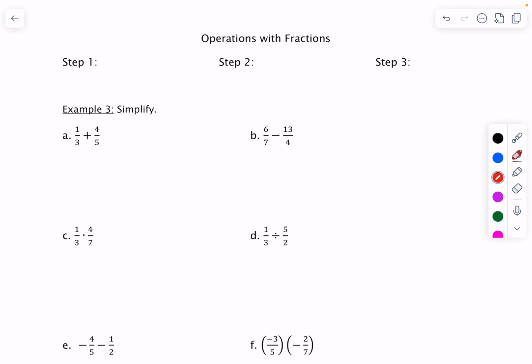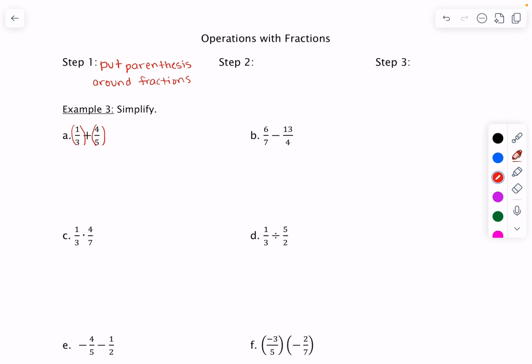And step 1 always needs to be put parentheses around the fractions. Okay, so when I look at example A, I'm going to go ahead and put little parentheses around each fraction. The calculator can't use order of operations unless it has parentheses around these numbers. It doesn't know it's a fraction otherwise. So this is super critical, and you're going to do this a lot in this class.